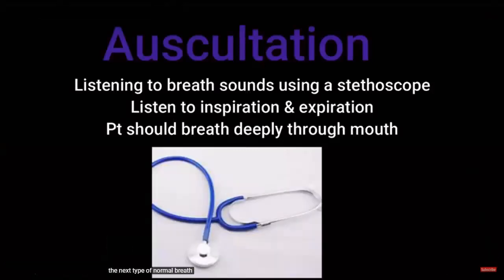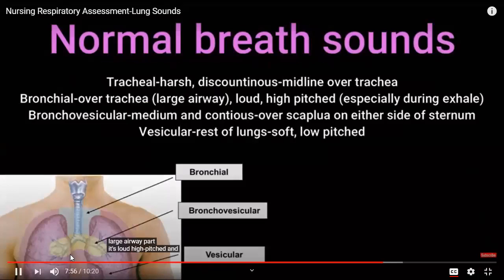The next type of normal breath sound is bronchial. It's heard over the trachea, the large airway part. It's loud, high-pitched, and especially heard during exhale. You see this picture, normal breath sound. If you put the stethoscope over the trachea, we get the bronchial sound. If you put the stethoscope in the central area, around the bifurcation, we get the bronchovesicular. And if you put the stethoscope on the periphery, we get the vesicular.